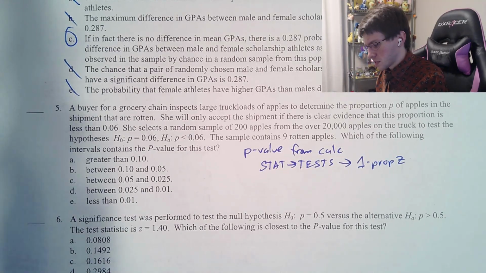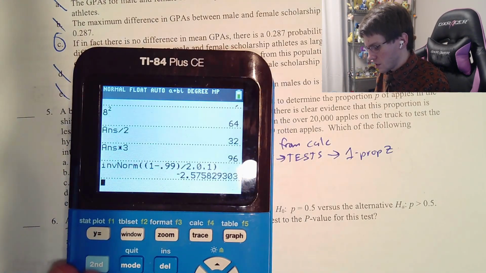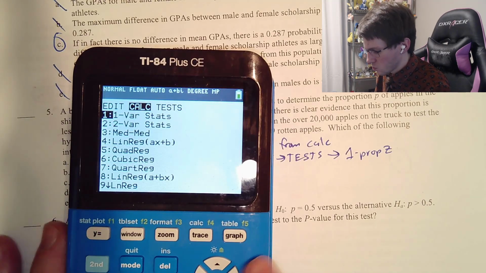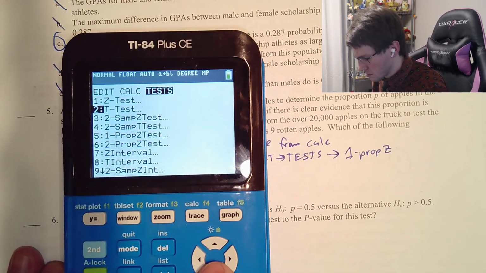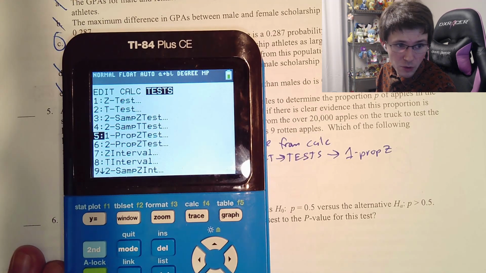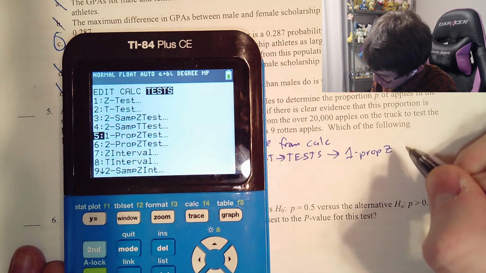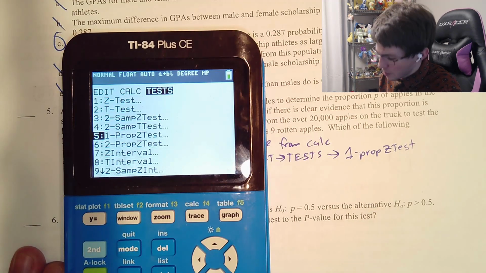I really hope I typed it in right this time. All right, let's see. Or I typed it in. I wrote it down. That's typing it in modern days, right? There it is, our 1 proportion Z test. I did it perfect the first time.